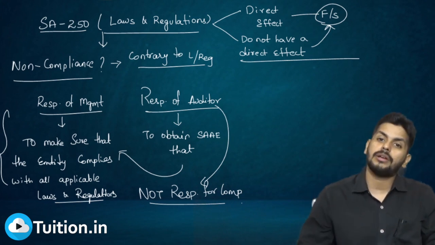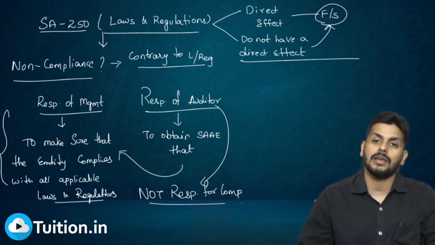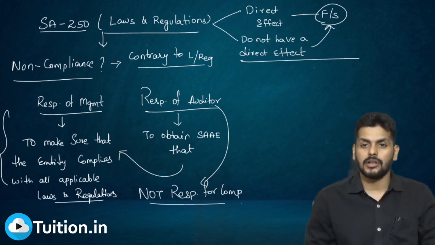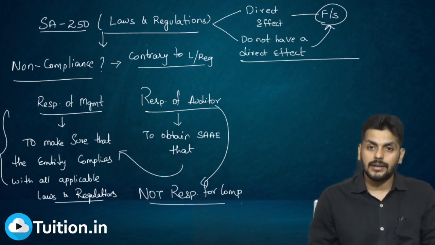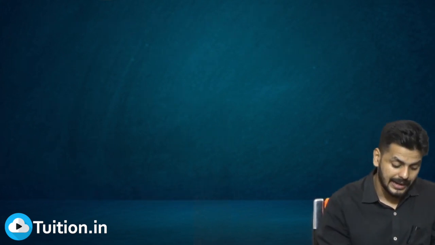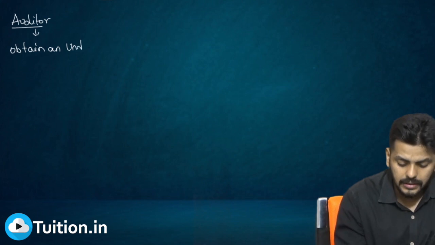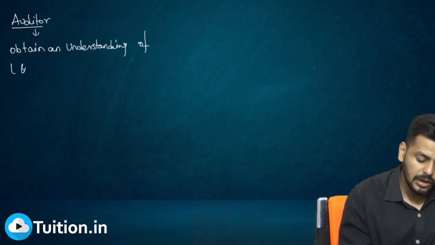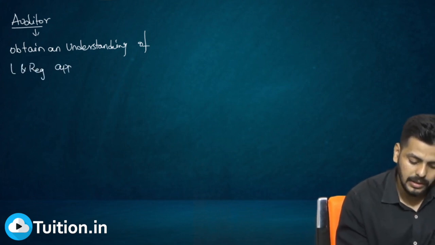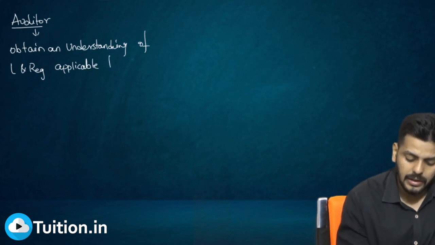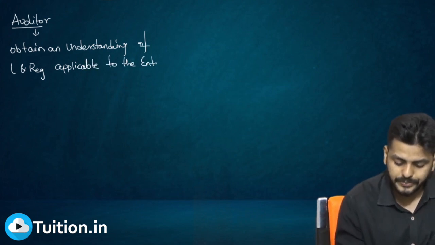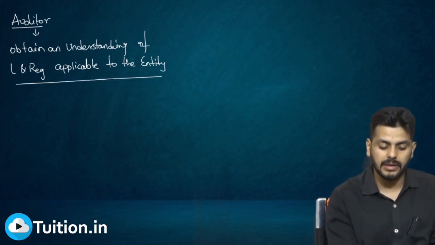Our duty is to just obtain an understanding of what laws are applicable to them and see whether they have complied with all the laws and regulations. For this, the auditor has to conduct an extensive understanding about what laws are applicable. That I can tell you, because first make a list of what laws are applicable. What is the auditor's duty here? The auditor obtains an understanding of laws and regulations applicable to the entity. It's a very important point. What are the laws and regulations applicable to the entity? Make an understanding of that.